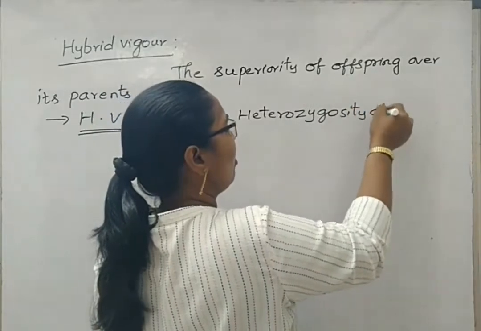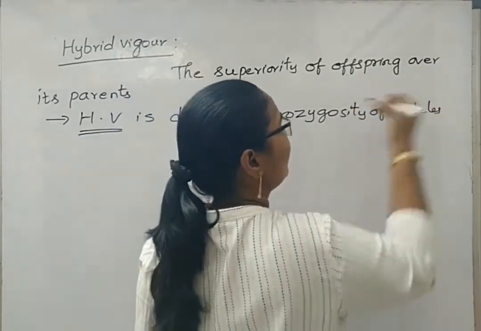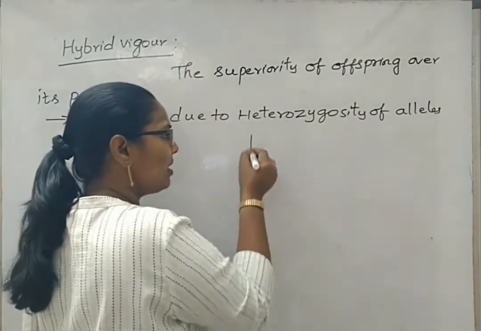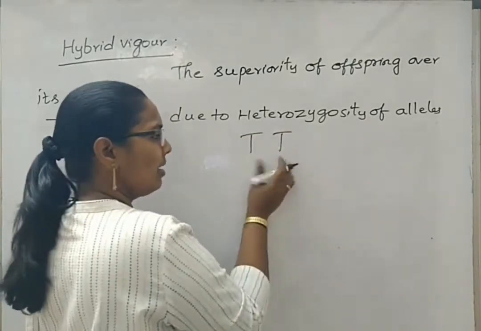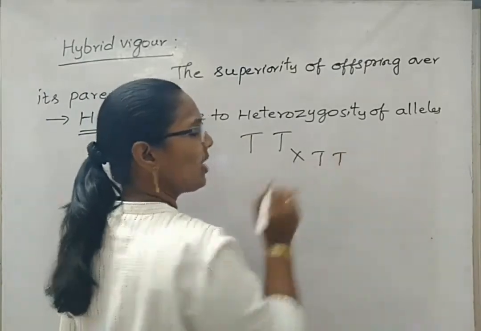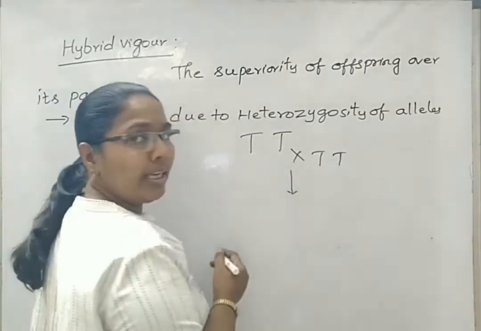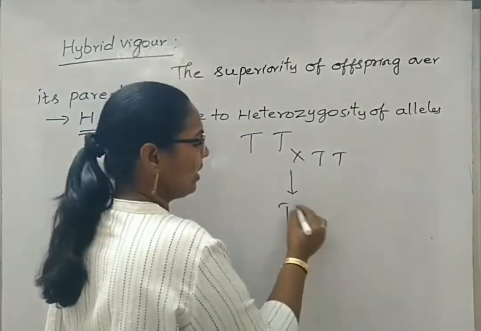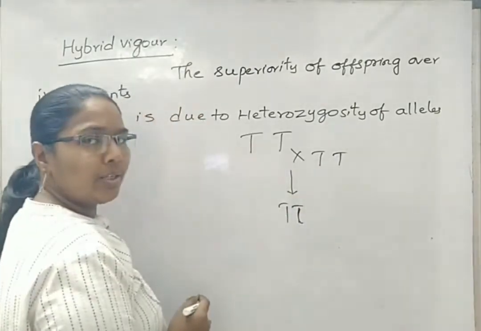Heterozygosity of alleles. In the sense, if the organism is having alleles like this and it is crossed again with the same type of homozygous alleles, then we do not get the hybrid vigor. We get the same type which is equal to that of the parent.